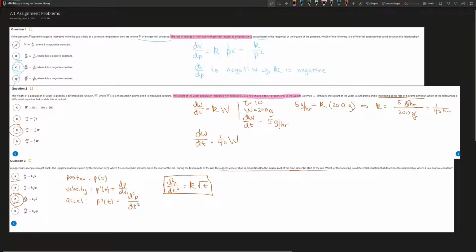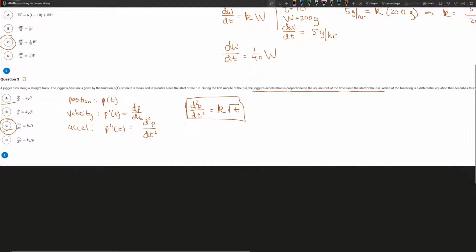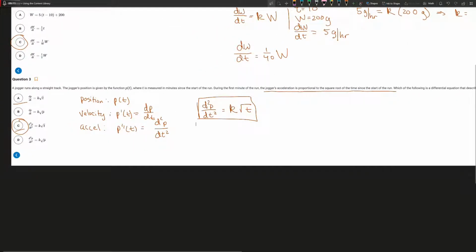Number 2, you just had to find the value for K using the given information. Again, I wouldn't spend too much time trying to understand what the units for K are. They're usually going to be very weird. And then question 3, you had to think about that the acceleration is the second derivative of the position, and that's why it's d squared p over dt squared.